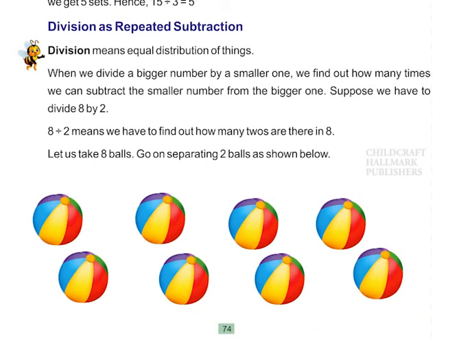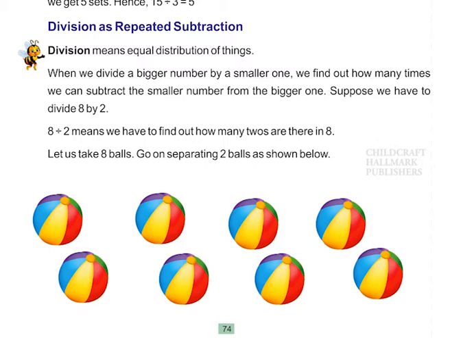Division as repeated subtraction. Division means equal distribution of things. When we divide a bigger number by a smaller number, we find out how many times we can subtract the smaller number from the bigger number. Suppose we have to divide 8 by 2. 8 divided by 2 means we have to find out how many 2's are there in 8.